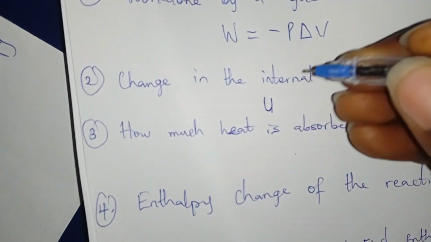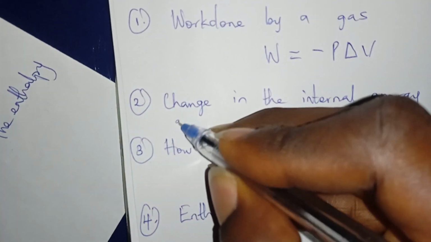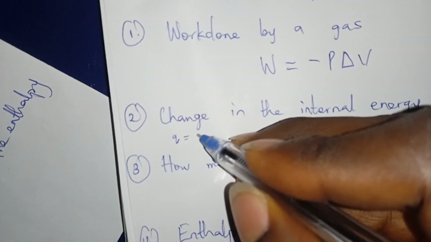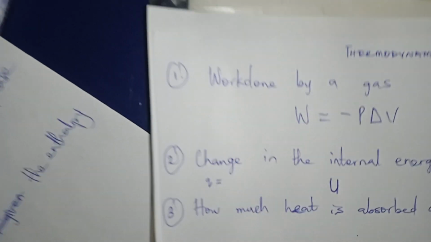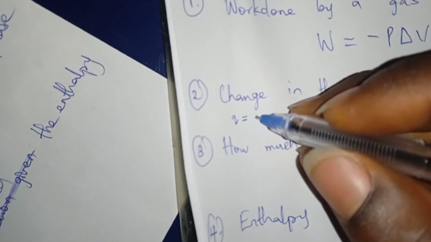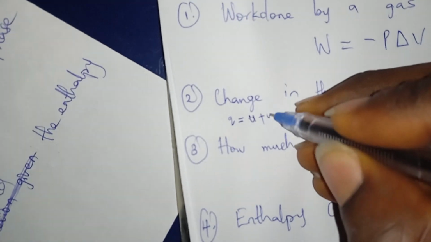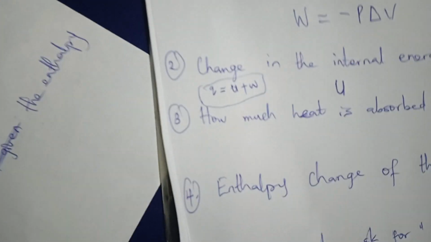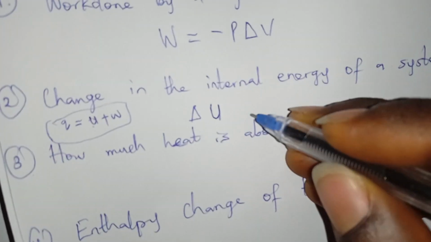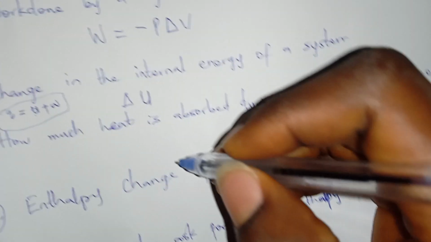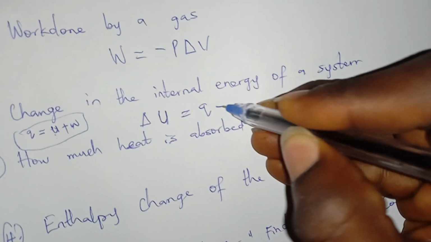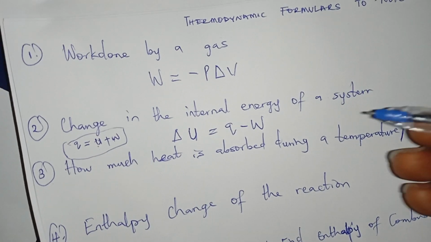Now when it asks you change in internal energy of a system, internal energy is represented as U or E. Always remember the first law of thermodynamics: heat absorbed is equal to the change in internal energy plus work done, Q equals U plus W. Energy cannot be created or destroyed, but can be transferred from one form to another. Making change in internal energy the subject, you subtract W from both sides, so that you have Q minus W. This is our formula for change in internal energy.